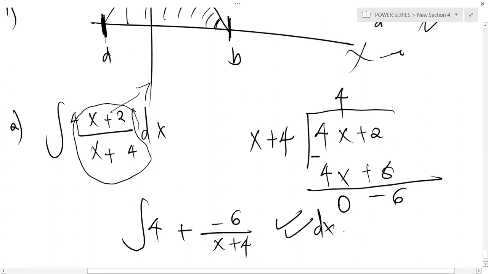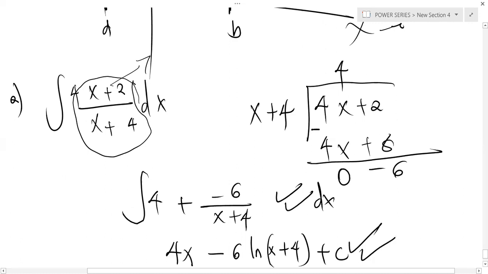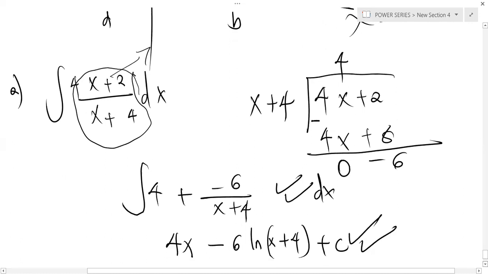So integrating this, what do I get? If you integrate 4, you get 4x. Minus, if you integrate 6 over x plus 4, you get ln x plus 4 plus c. This is your answer. I hope we are together. Only a few of you managed to get that answer.